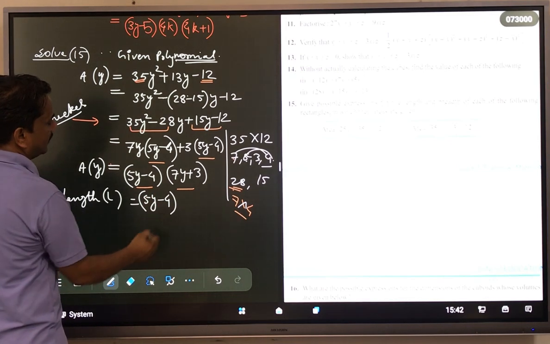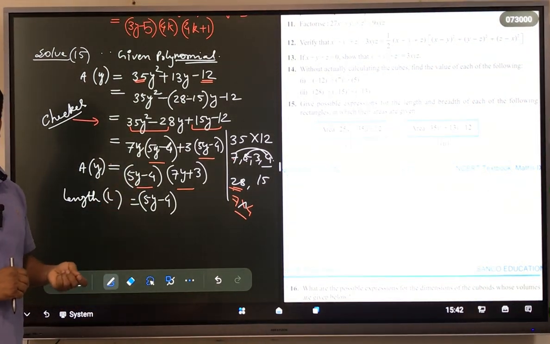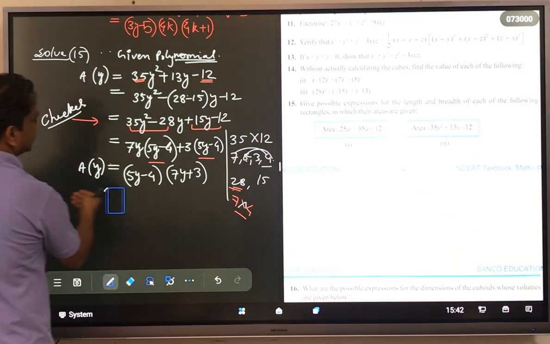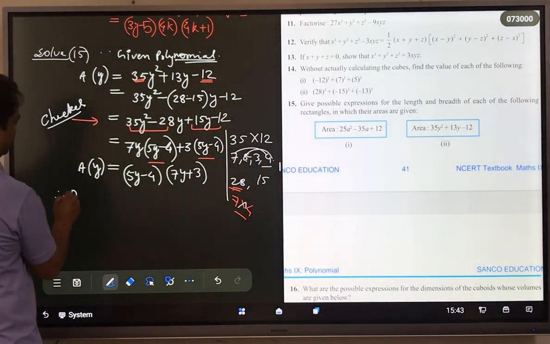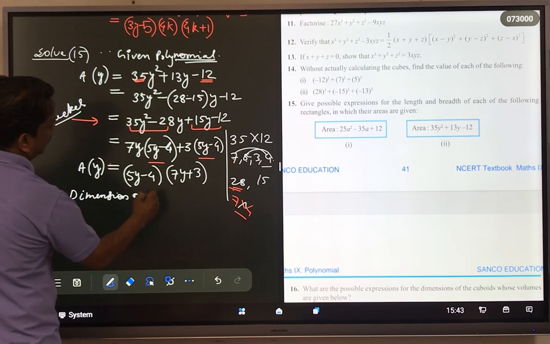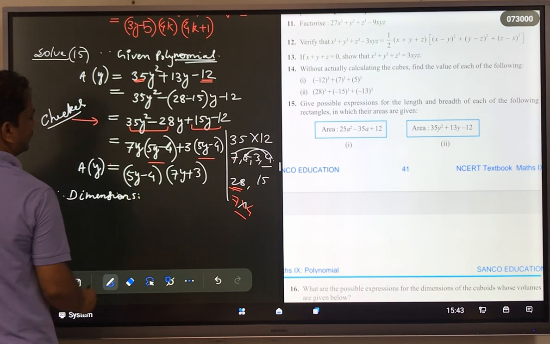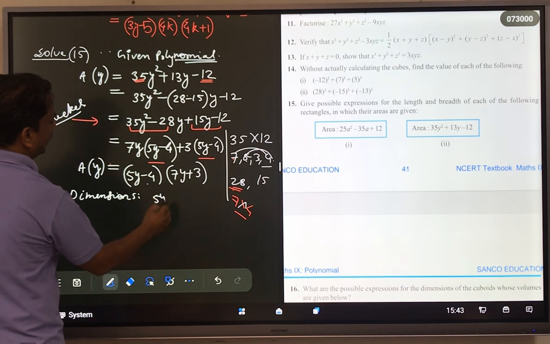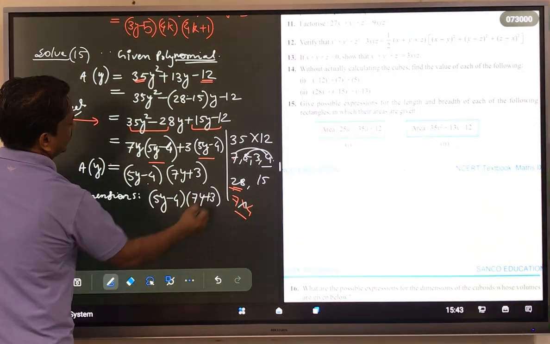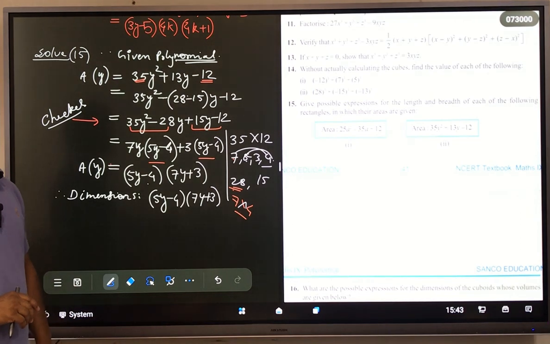Its dimensions are here. Dimensions mean any one can be the length and the other could be the breadth. So here you will write, therefore, dimensions of the rectangle. What dimensions are here? That is 5 of y minus 4 and 7 of y plus 3. Any one expression can be taken as a length or breadth. Hope you understood it.